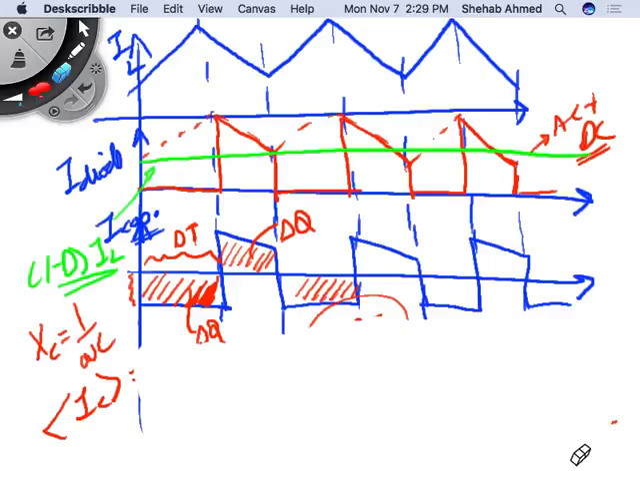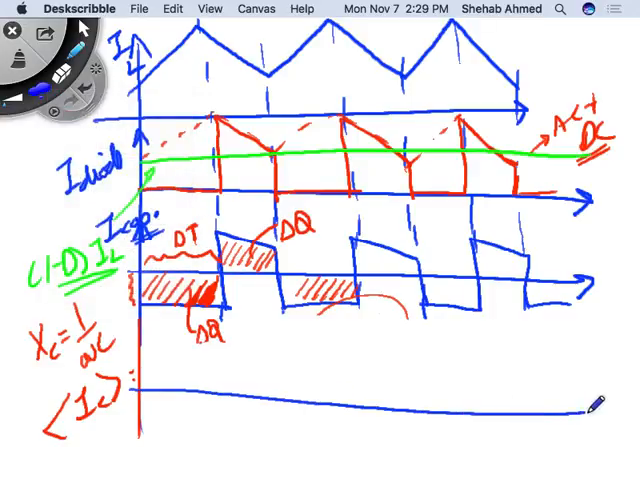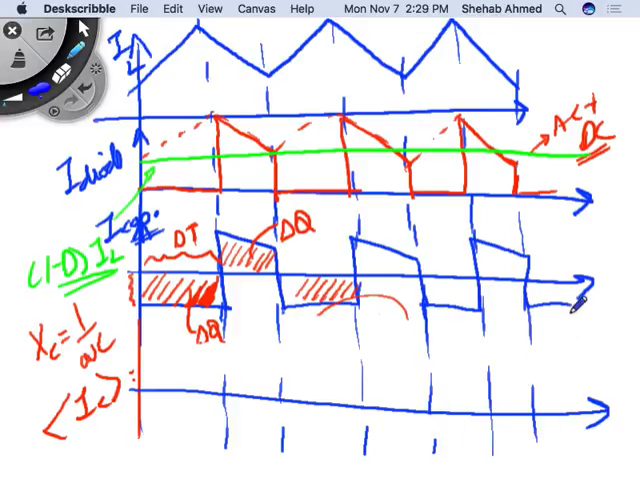So if this is your capacitor current, what does the capacitor voltage look like? There's one more step that I didn't do. IC is equal to, what is VC? VC is equal to 1 over C integral of IC dt. Yeah, you have a negative current, so you're discharging the capacitor. You're starting from some initial condition, you will discharge it. And then it's a ramp.